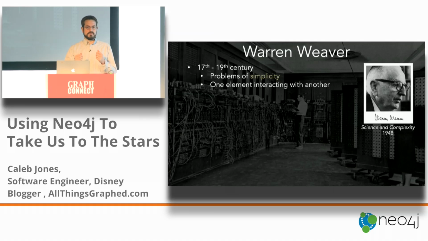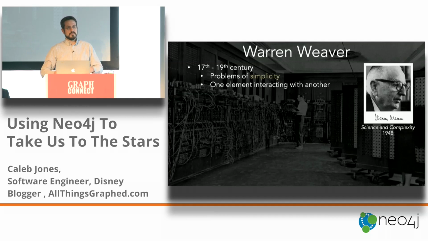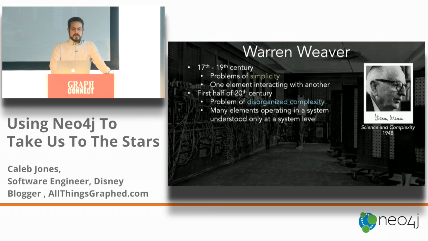For those of you who've taken any kind of physics course, you have Newtonian mechanics, you have this object acting on this object. Well, we know that no system's like that. You have this object acting on this object, this one acts on both of them, and you scale that up into millions, billions, and suddenly that kind of model starts to break down. This next period he called dealing with the problem of disorganized complexity.